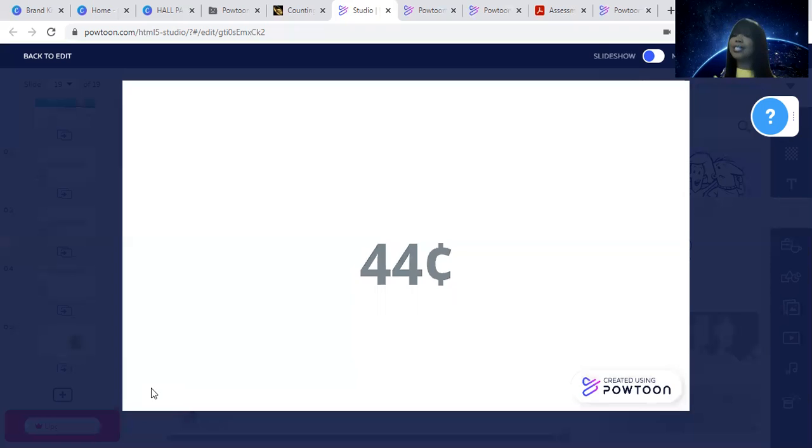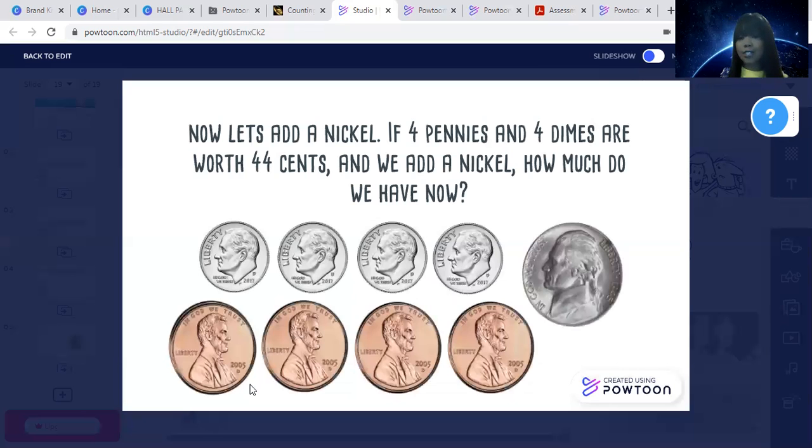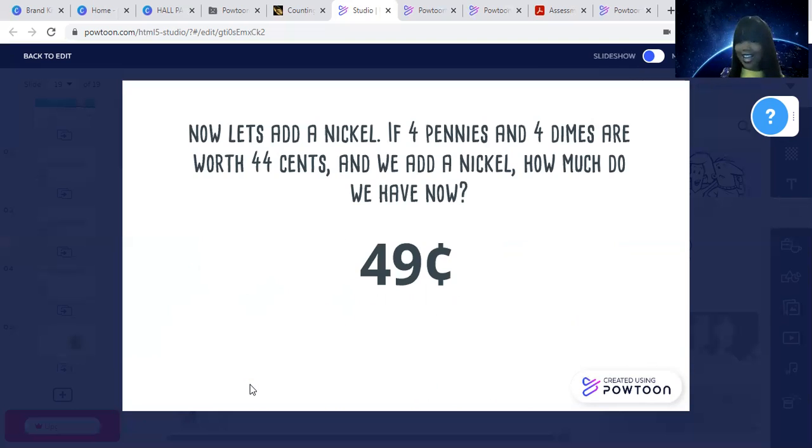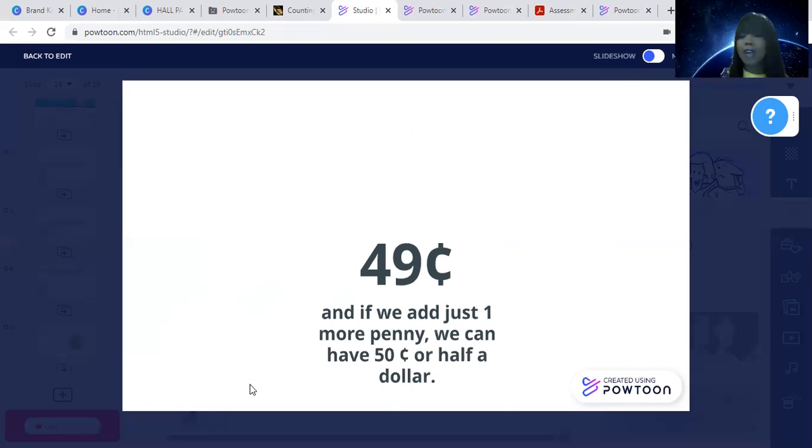Let's throw in a nickel. Let's see how much we'll have if we throw in a nickel. So if we add a nickel to our 44 cents, how much do we have now? So we know that a nickel is worth how much? 5 cents, right? So 44 plus 5 is what? 49. I know that's right. We got 49. And if you can find one more penny, we can have 50 cents, or half a dollar. So now we really could buy something, right?